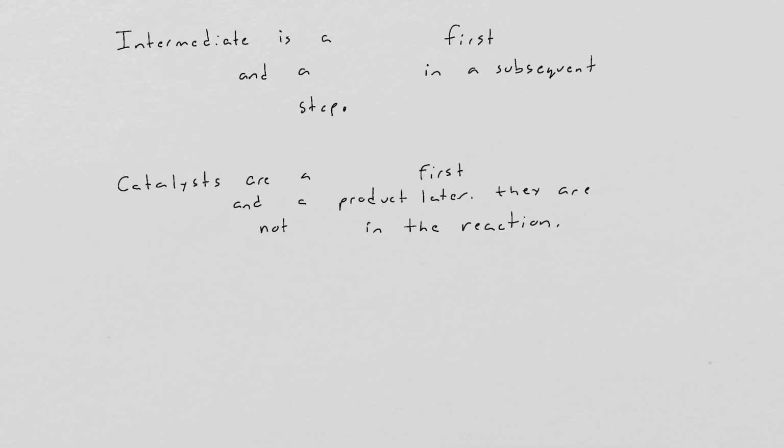Okay, so an intermediate is produced first and then consumed in a subsequent step. Catalysts are consumed first, okay, and our product later.